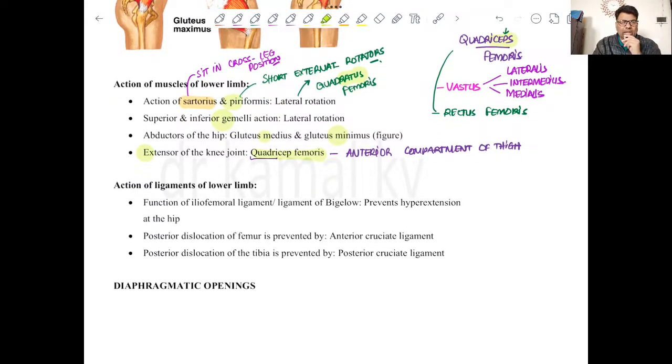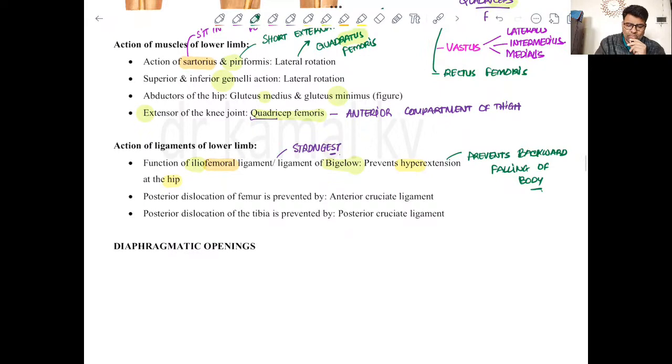Now there are certain important ligaments in the body, and one is the iliofemoral ligament, which is also known as the ligament of Bigelow, and this is the strongest ligament in the body, and the function is to prevent hyperextension of the hip. Now hyperextension of the hip, it makes sure that the body does not fall backward, so it prevents backward falling of body, as if you are standing from a sitting position, so it makes sure that the trunk doesn't go backward.